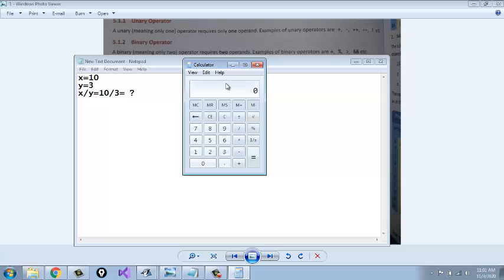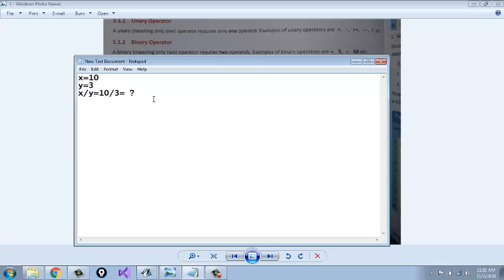Actually here we can do it with the calculator. 10 divided by, where is the divide symbol? Yes, here it is, divided by 3. See, 3.3333. This is the result of 10 divided by 3. But what is the answer which is written here? That is 3 only. How did we get 3?